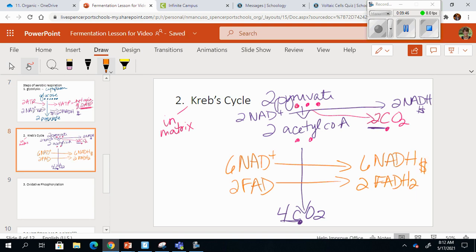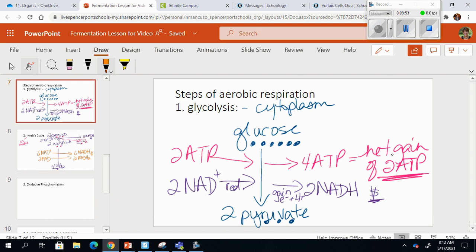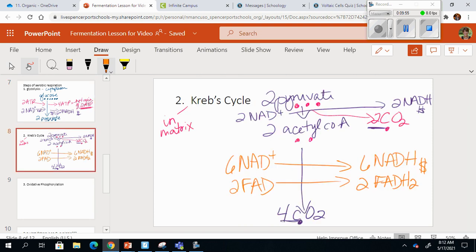So if we do the math, I now have 6, 7, 8 and then 2 more over here, 9, 10. I have 10 NADHs that I've built up, and I have 2 FADH2s that I've built up. So I have built up something that I will be able to use in the last step of respiration. Even though I have no more carbons left of my carbon dioxide, I've built up this cash money.